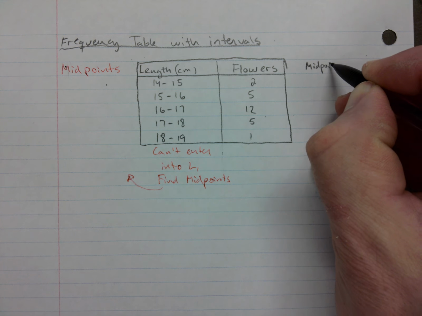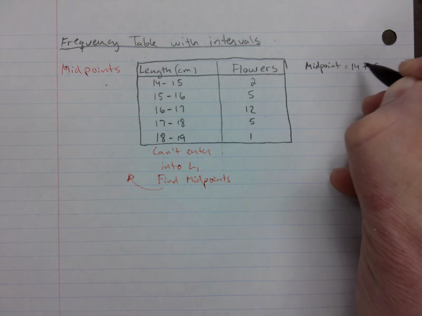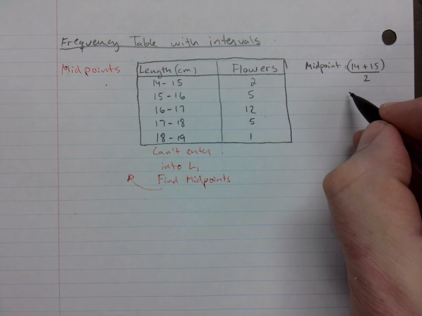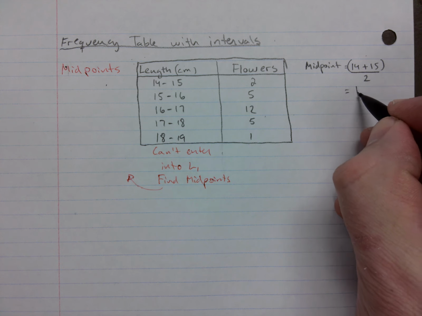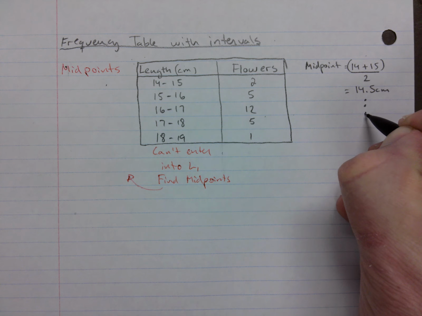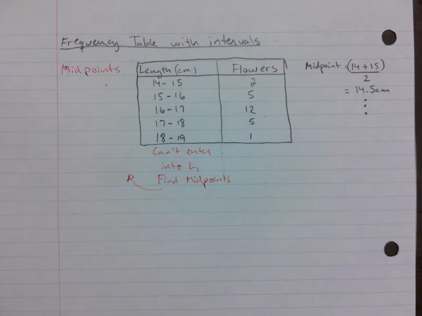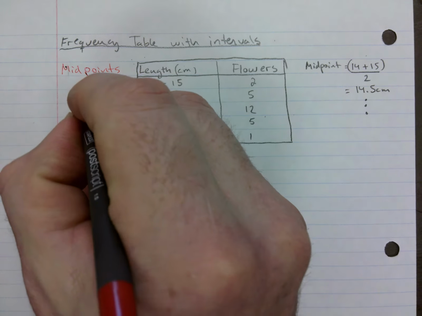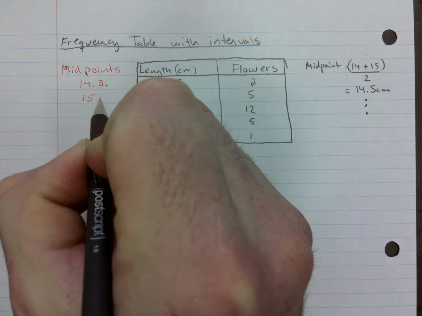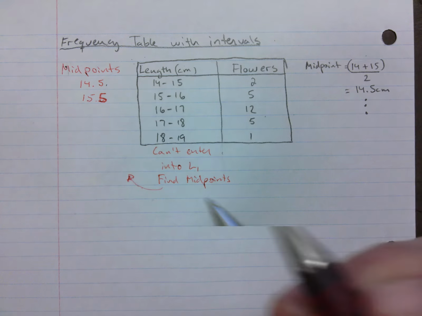Midpoint would be 14 plus 15 in brackets divided by 2. It's always divided by 2. That's 29 divided by 2. That's 14.5 centimeters. And this goes on and on and on for every single interval that you see here. So in this case, it's 14.5. This case, it's 15.5. And this would be done the same.